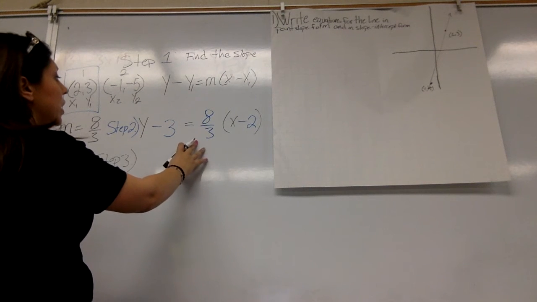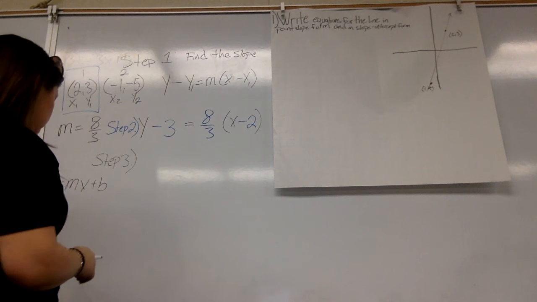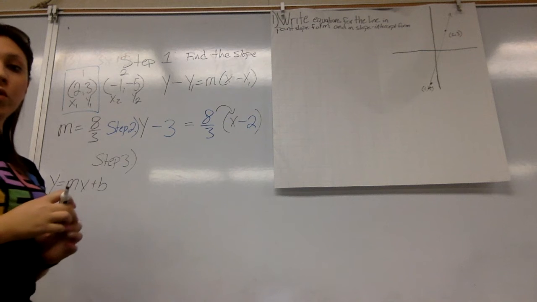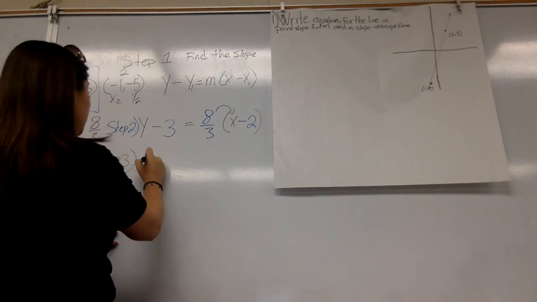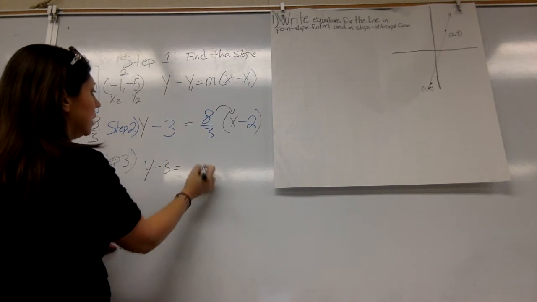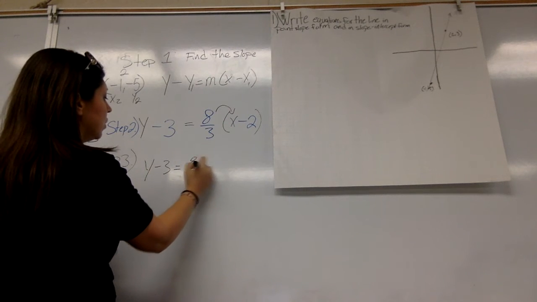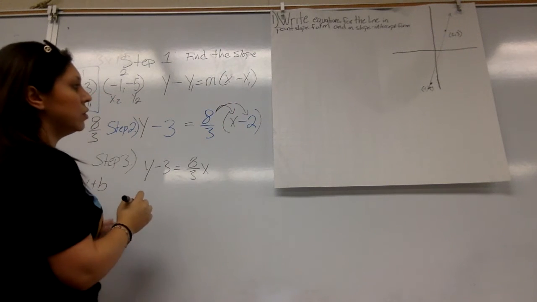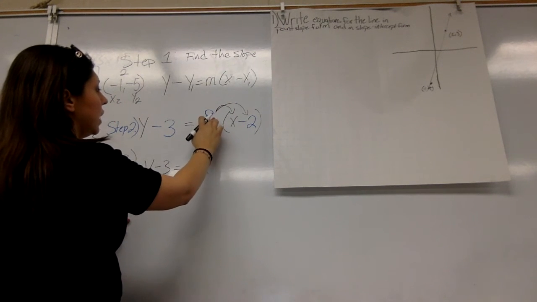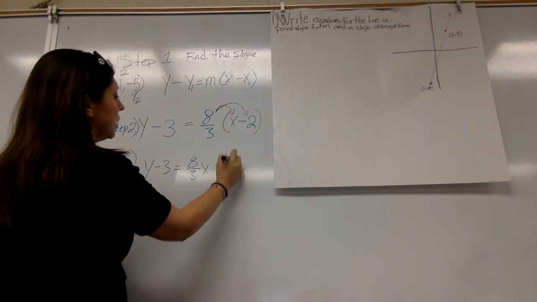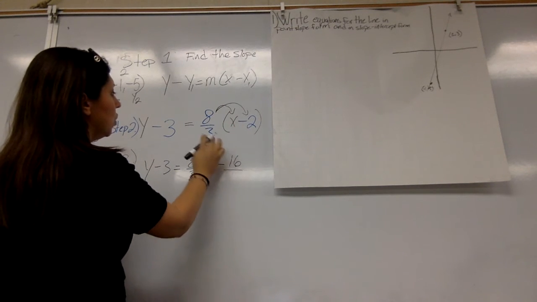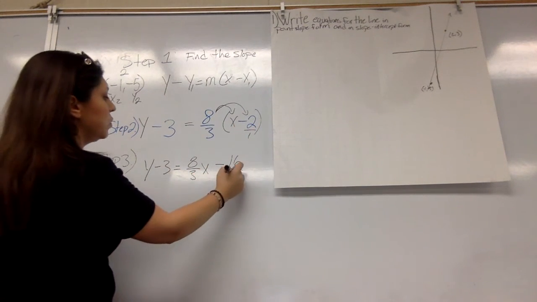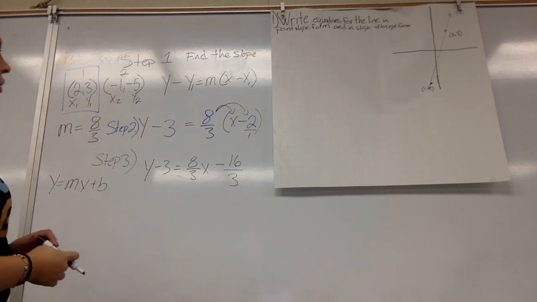First, we're going to distribute. So we're going to distribute 8 over 3 times x. So we get y minus 3 equals 8 over 3x, and we're going to also distribute that to the negative 2. So 8 times negative 2 gives me a negative 16 over, this is technically over 1. So we're going to do 3 times 1, which gives me a positive 3.